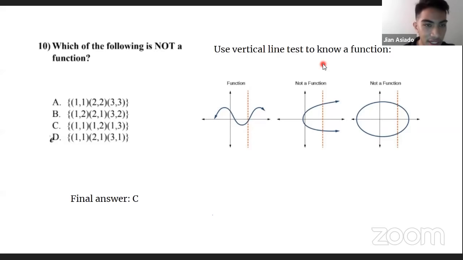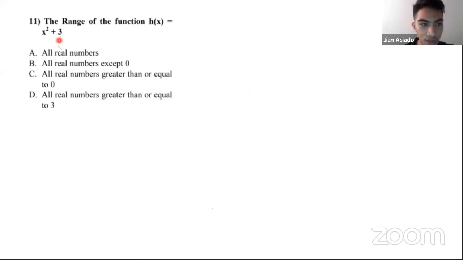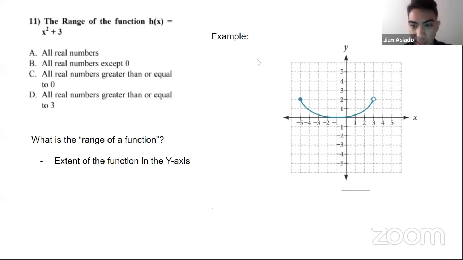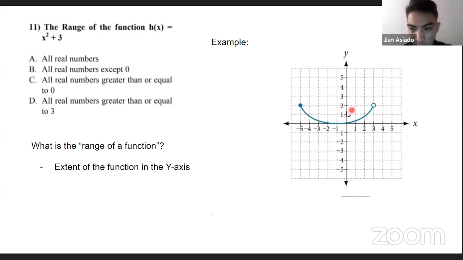Okay, we're asked the range of the function h of x is equal to x squared plus 3. What's the range of a function? Sagutin natin to. It's the extent of the function in the y-axis. For example, meron kang graph na ganito. So ano ang range nito? Ang range nito yung y-axis niya, yung extent. Since hanggang 2 lang naman yung y, and from 0, so from 0 to 2 yung kanyang range.